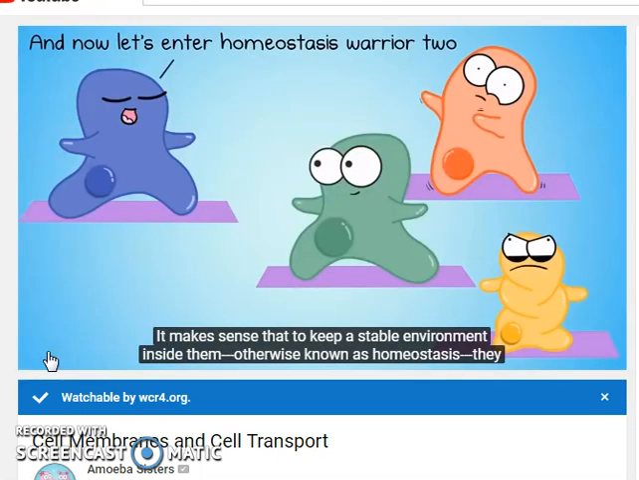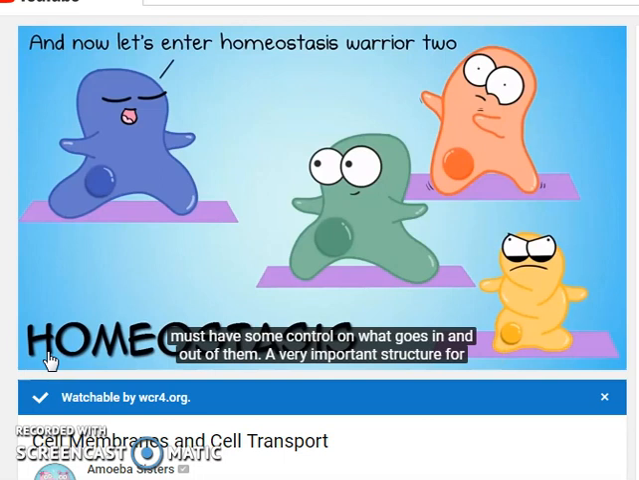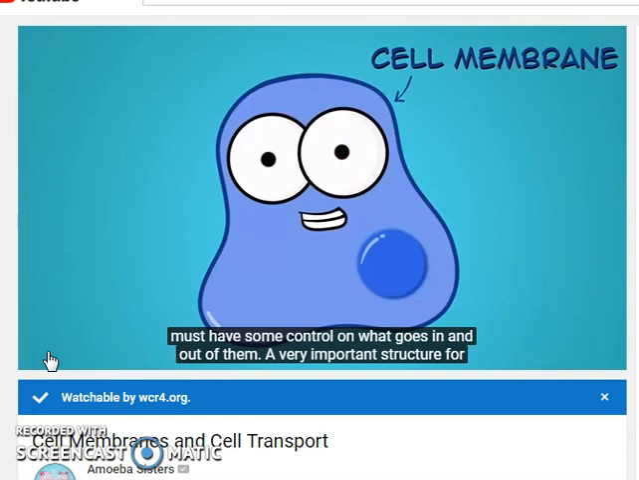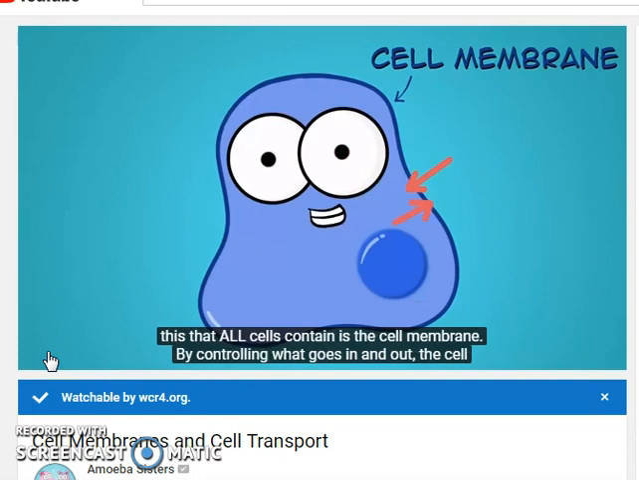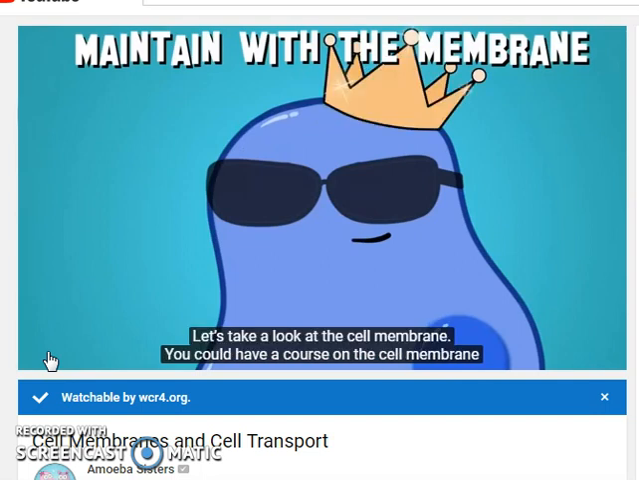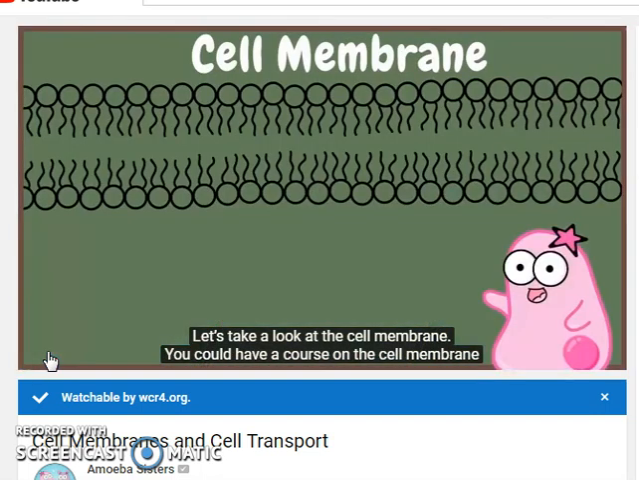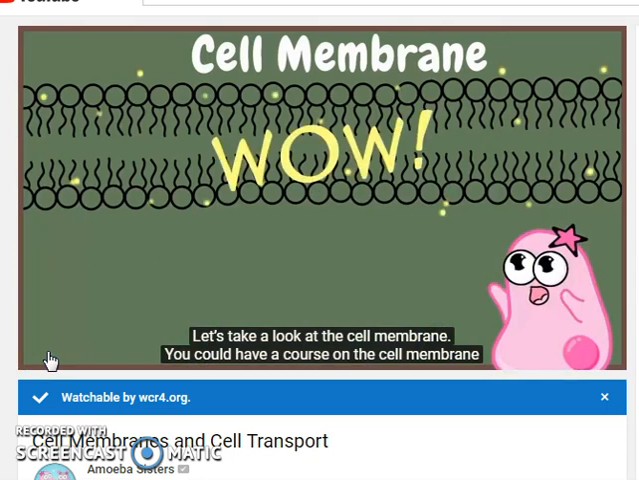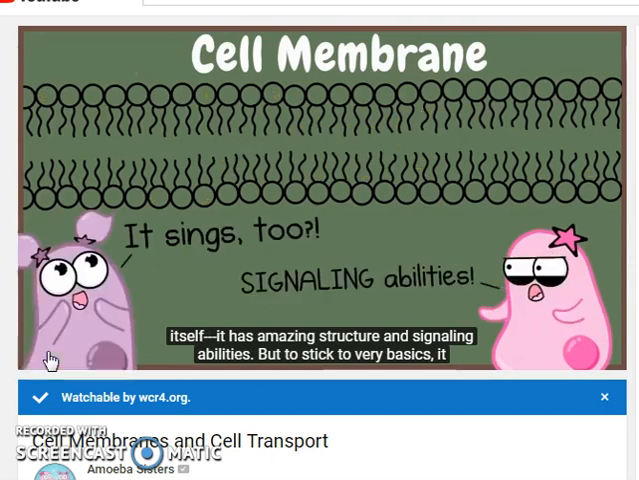It makes sense that to keep a stable environment inside themselves, otherwise known as keeping homeostasis, they must have some control on what goes in and what goes out of them. A very important structure for this that all cells contain is the cell membrane. By controlling what goes in and out, the cell membrane helps regulate homeostasis. It's the homeostasis king. Let's take a look at the cell membrane. You could have a whole course on the cell membrane itself. It has amazing structure. It has signaling abilities.